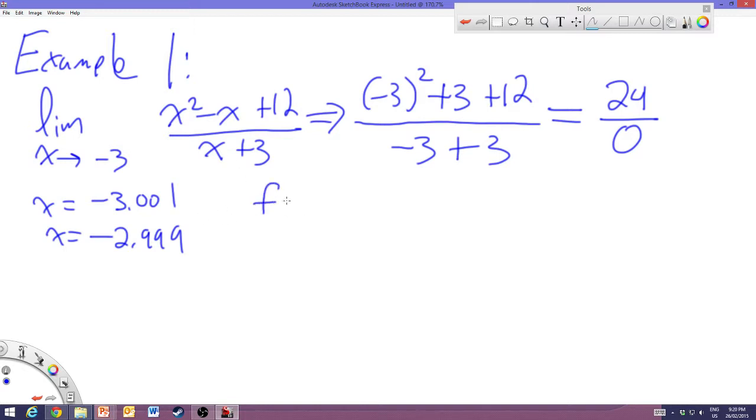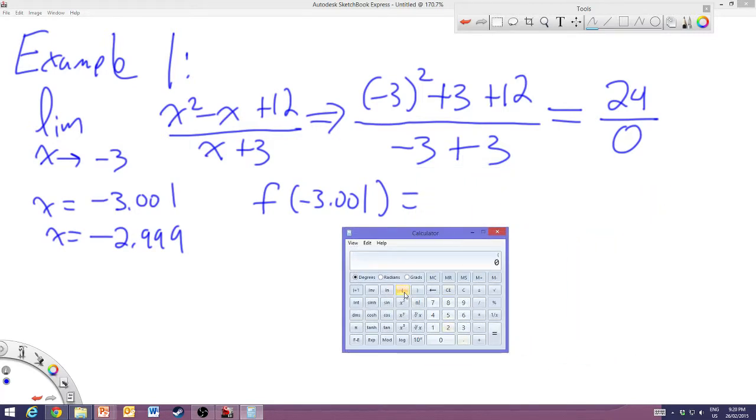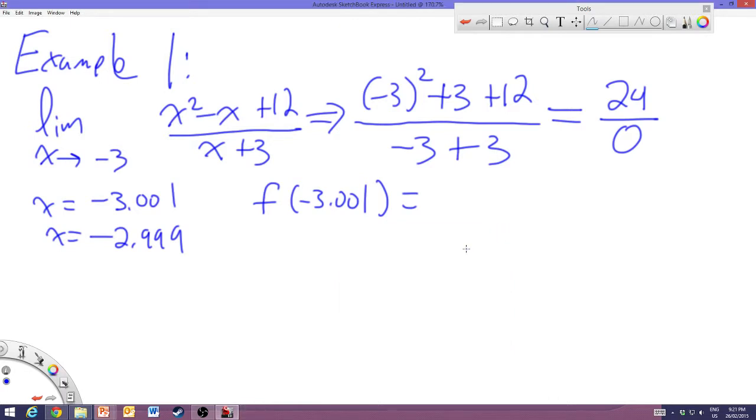Okay, let's evaluate. So f at negative 3.001 is equal to, let's pull up my calculator. There we go. Oh, jeez. I'll use this calculator apparently. Okay, this calculator is not what I'm looking for. Alright. Be back in just a moment.